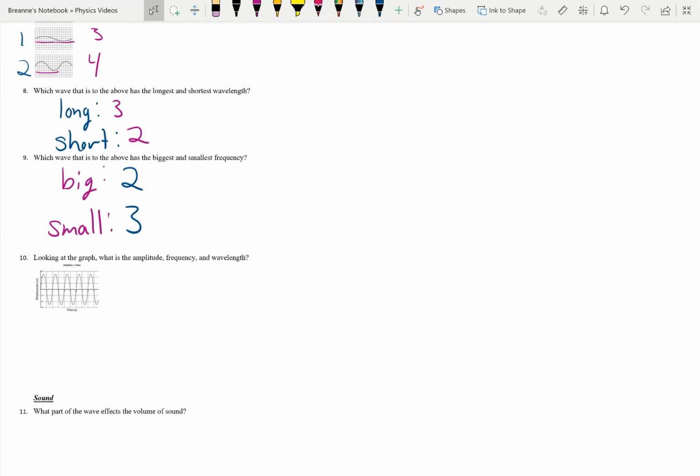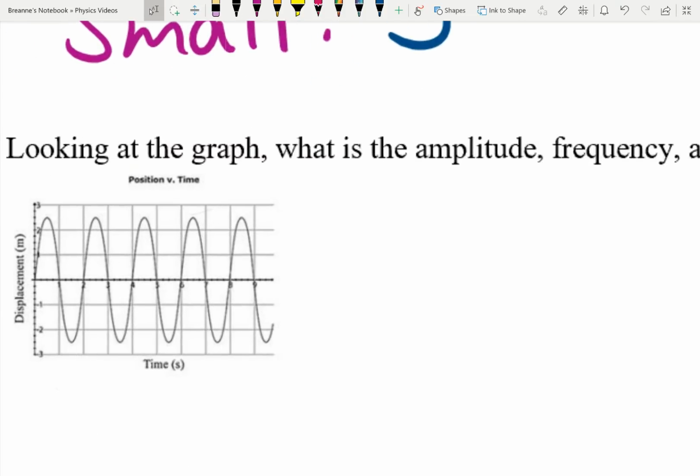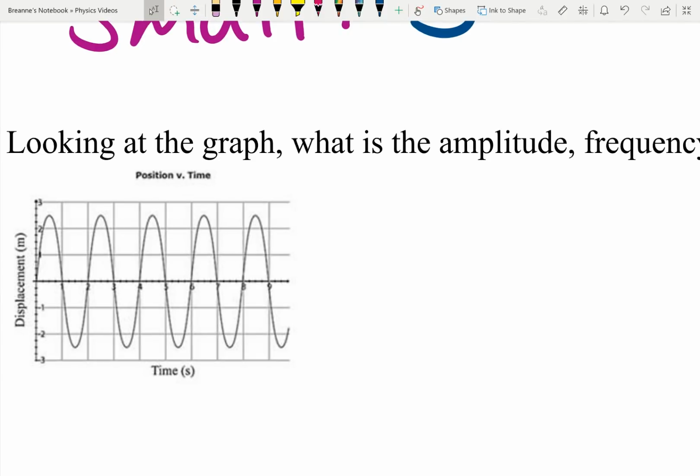Okay, so number 10. Looking at the graph, what is the amplitude, frequency, and wavelength? So we're just looking at the graph. We're going to scroll in so we can actually see it. So your amplitude is just how high it is. It looks like your amplitude is about 2.5 meters. Your frequency, you just kind of count the crest. 1, 2, 3, 4, 5.